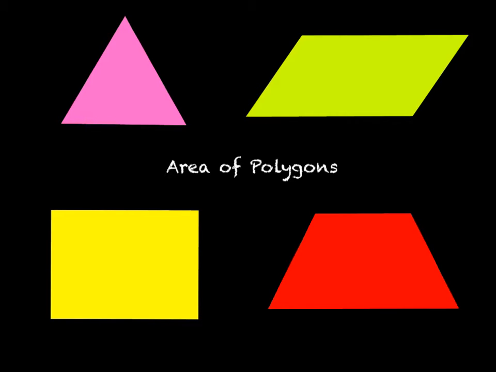Welcome back. Today we are going to start reviewing area of polygons. The four shapes presented are triangles, parallelograms, rectangles, and trapezoids. So let's get started.